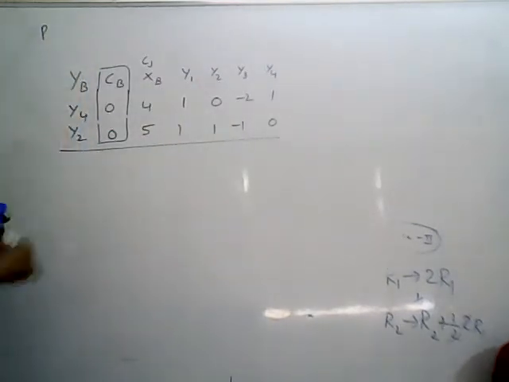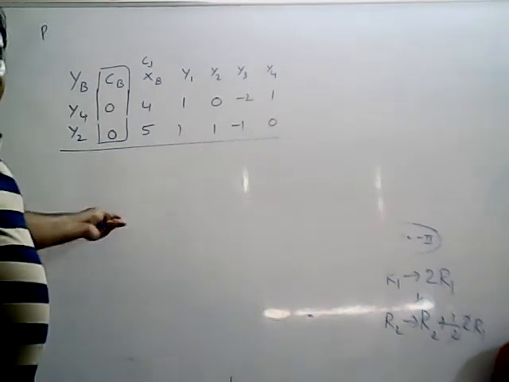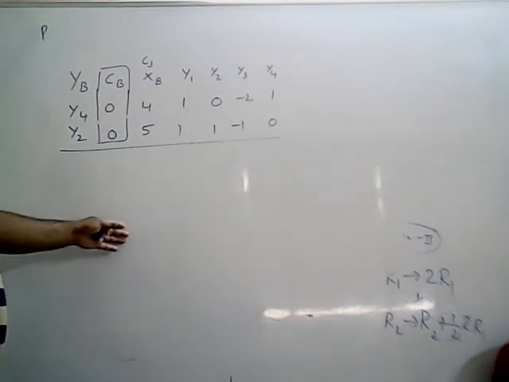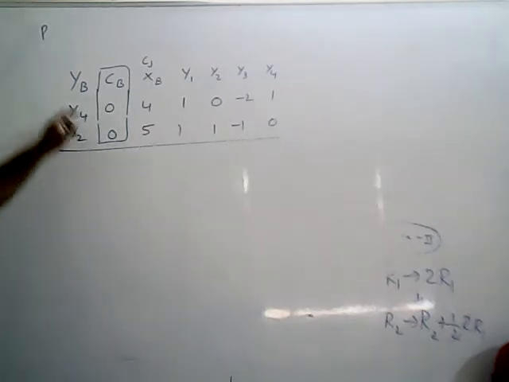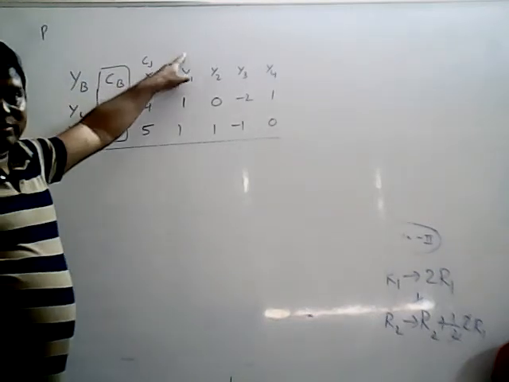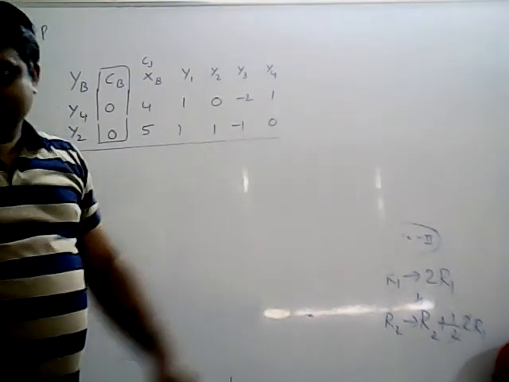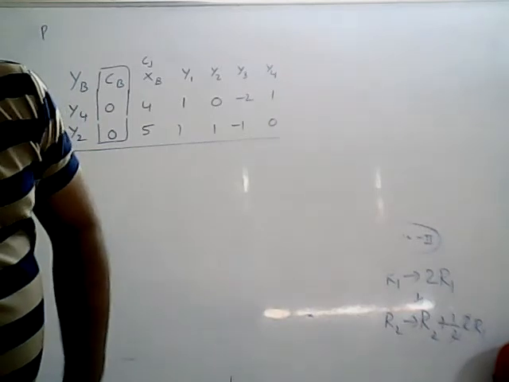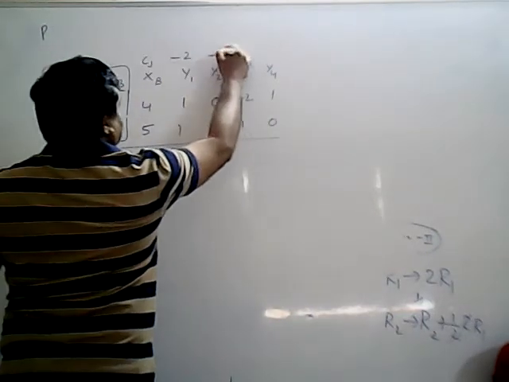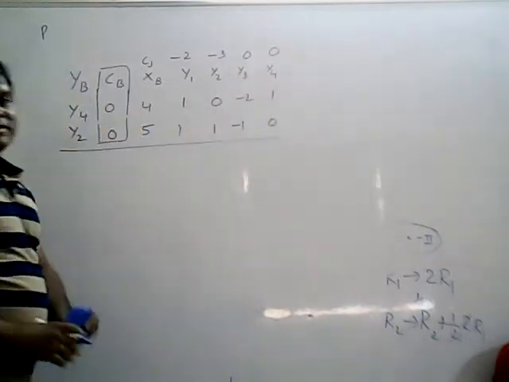You are writing the procedure. What is the procedure in phase 2? Phase 2 is nothing but considering the last simplex table of phase 1 and taking the original variable costs. What are the original variable costs? Minus 2x1 minus 3x2, so this is minus 2, this is minus 3. These are the original variable costs.